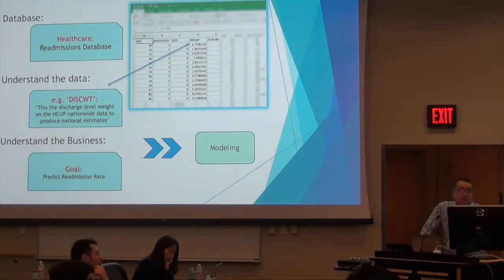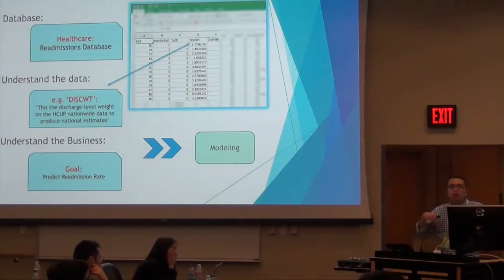For instance, DSCWT: I didn't know that at all, but you need to learn what it means and then use it as a feature when you feed it into the machine learning model. So in the first step, we learn the data, we learn the business, and then we specify the requirements. The requirement is a prediction model to forecast readmission, to help the hospitals improve.